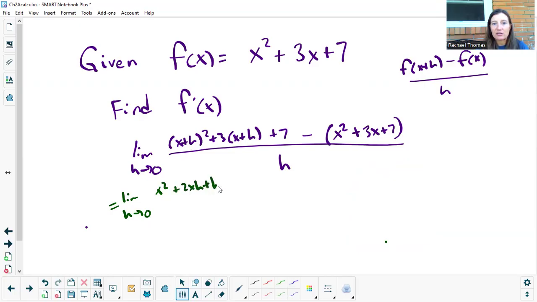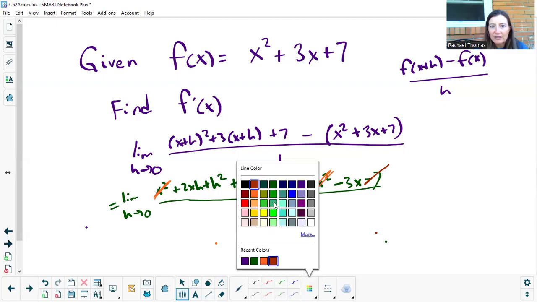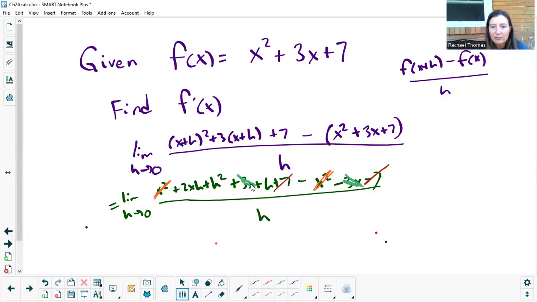2xh plus h squared. You can check my computation there, make sure I did the binomial square correctly. I'm going to subtract everything in these parentheses, x squared minus 3x minus 7, all over h. And now is the step where things should start to cancel, and we can really see that happening here. Plus x squared minus x squared. Plus 7 minus 7. Plus 3x minus 3x.